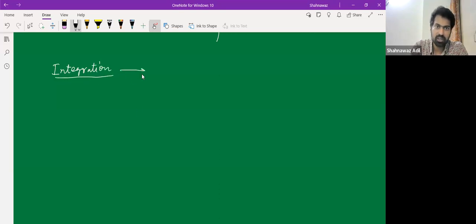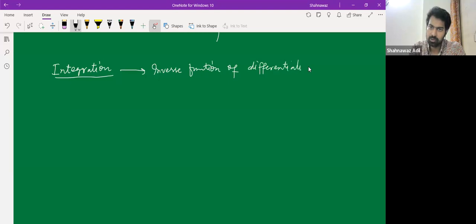This is the inverse of differentiation. Up until now, you calculated d by dx of, let's say, y. This was differentiation. When you take this d by dx to the other side, it will give you the integration.